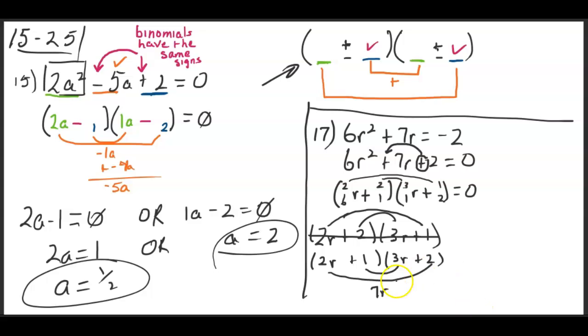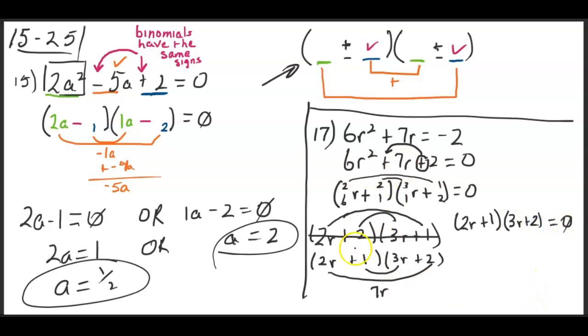Once we've got a combination that matches that middle term, we know we're done. So our factor is 2r plus 1 times 3r plus 2 equals 0. Okay, and so you should be able to take it from there. That says 3r plus 2. I'll fix that. Okay, so you should be able to take it from there.